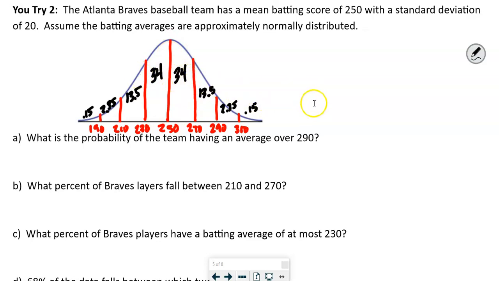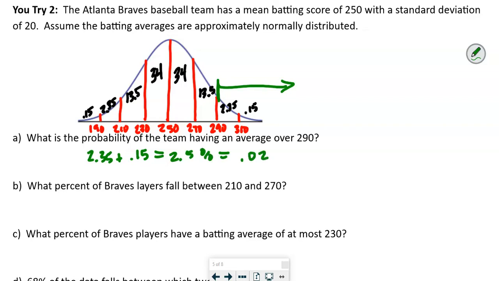It says, what is the probability of a team having an average over 290? Okay, so if it's over 290, here's our 290, right? And we're going right from there. So what are we going to add together? The 2.35 plus the 0.15. So that's going to be 2.5%, which is equal to 0.025 if it's as a decimal.